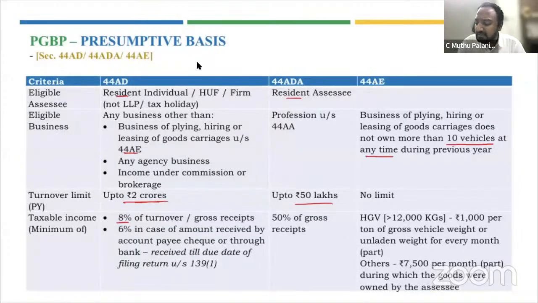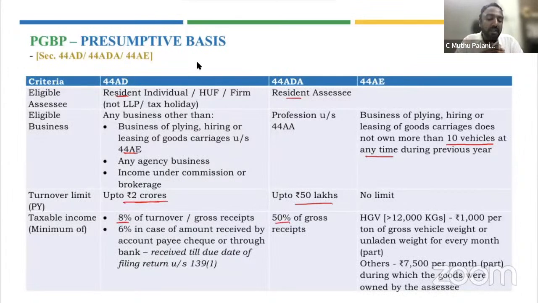For 44ADA, it is straightforward. 50% will be a taxable income. If my income is 40 lakhs, 20 lakh is my taxable income. If my gross receipt is 35 lakhs, 17.5 lakh is my taxable income. So it is 50% of gross receipt. So no differentiation between banking mode and cash mode receipt. All that is not covered.